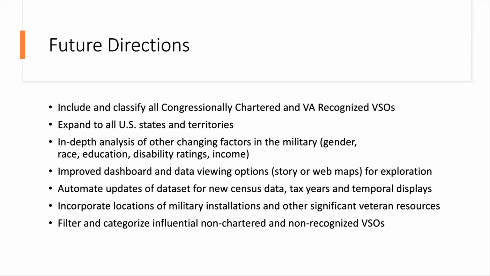There are 6 state-run VA homes and 56 medical locations that I've already geocoded to include with this, but other locations of things like military installations and other significant veteran resources would also be important to look at. There are also some influential non-chartered and non-VA recognized VSOs, these kind of non-traditional VSOs that would be very important to include and look at as well.